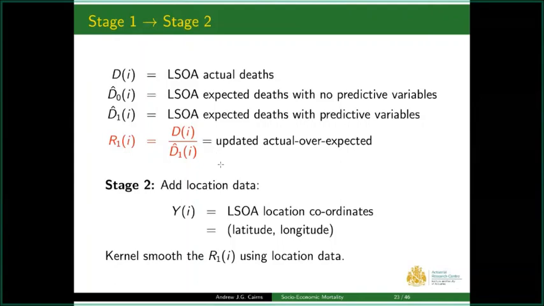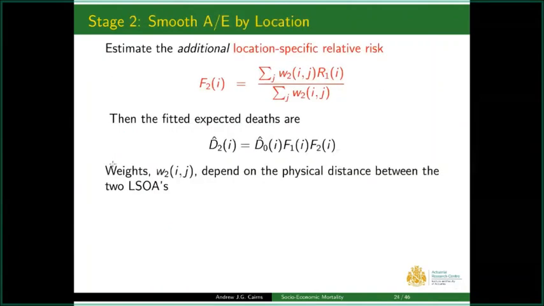So moving now into stage 2, we've got the updated expected deaths, and then we calculate the updated actual over expected. Now what we're going to do is to add in location data. So here y is the location coordinates, latitude and longitude, and we're going to smooth the actual over expected that we had up here using the location data. So there's a rather simpler formula for the location-specific relative risk. We then look at the fitted expected death rates, and so it's now the baseline multiplied by the F1 and F2 to give us expected deaths D2. And as I mentioned before, the weights here depend upon the physical distance between two LSOAs.